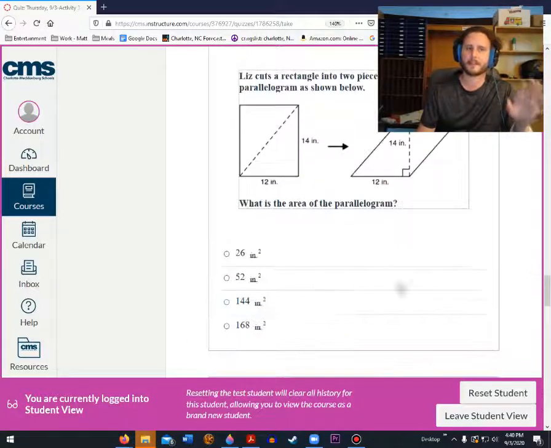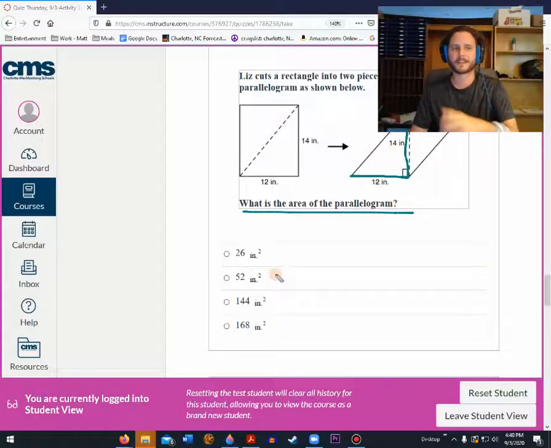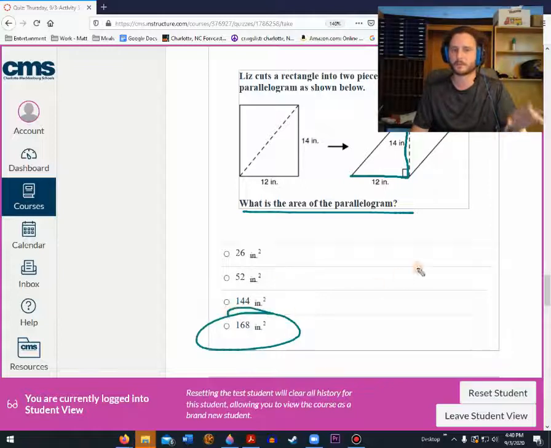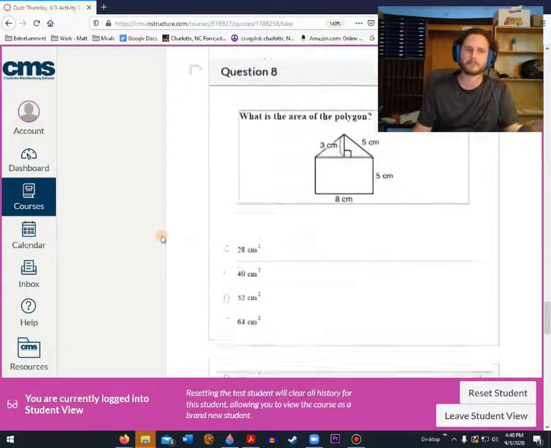For number 7, nice and simple, asking you the area of a parallelogram. A parallelogram, the area is just going to be base times height. Base, height, 12 times 14, that's it. It's 168. No complicated cutting, no extra steps, just base times height.